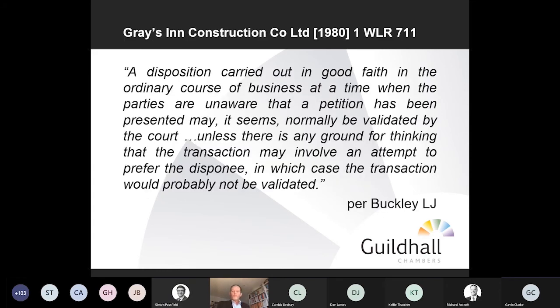So for most of the time that I've practiced, the main case that we always went to when we were considering whether to make a validation order or whether to oppose one was Gray's Inn Construction. So it's a 1980 Court of Appeal case. The facts of that case were fairly common. So it related to various payments made into and out of the company's bank account. Critically, those payments were made both before the advertisement of the petition and after. So that was something that the court grappled with.